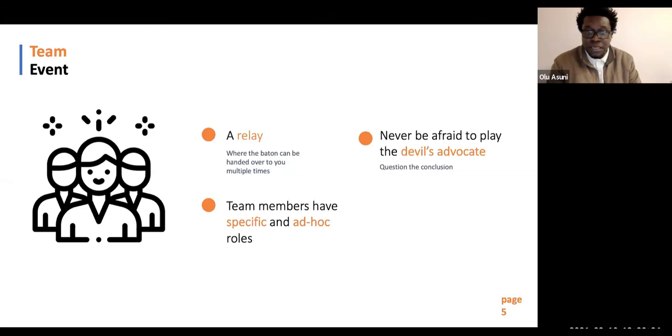Team members usually have specific and ad hoc tasks. And I think that's normal for any project out there. At the beginning, there are clearly defined roles. But as stuff hits the fan, or as the wheels hit the road, a lot of things begin to move. And in order for things not to be dropped, we begin to pick up the slack wherever the opportunity arises.